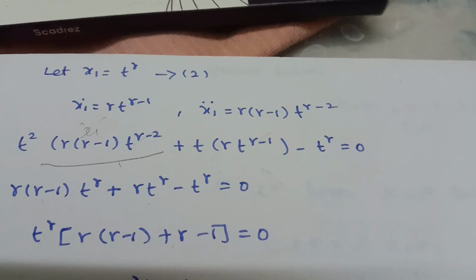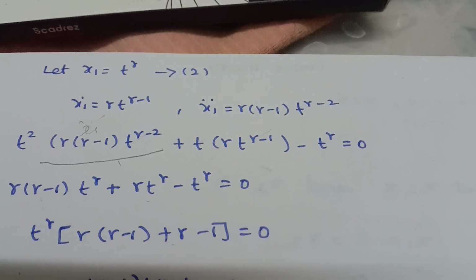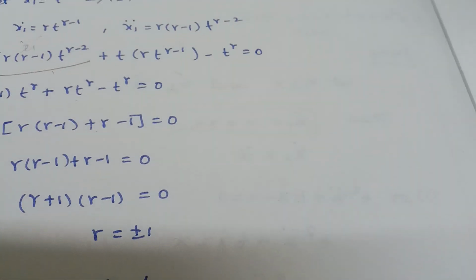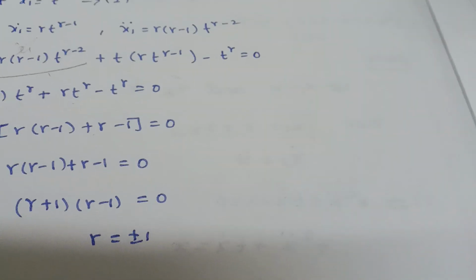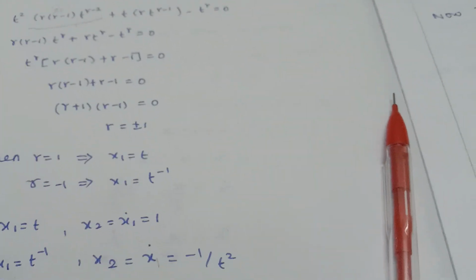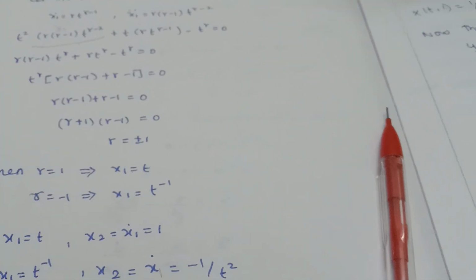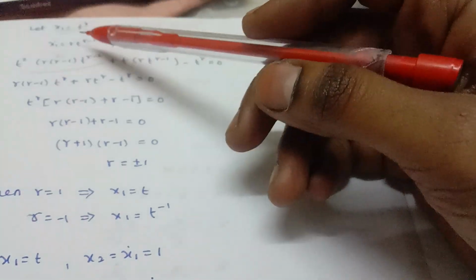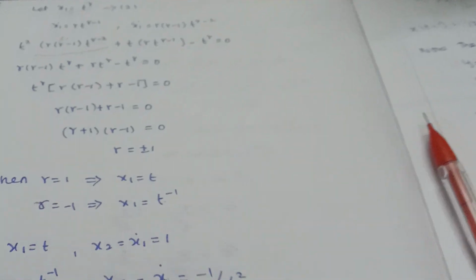So r into r minus 1 plus r minus 1 equal to 0, and this gives r squared minus 1 equal to 0. We get the terms as r plus 1 and r minus 1, so r will be plus or minus 1. So consider r equal to 1 and r equal to minus 1 and substitute that in x1. We have to find the x1 and x2 values. If we substitute r equal to 1, x1 will be t, and for minus 1 it is t power minus 1. So x1 of t is t, and x2 is nothing but the derivative of x1.